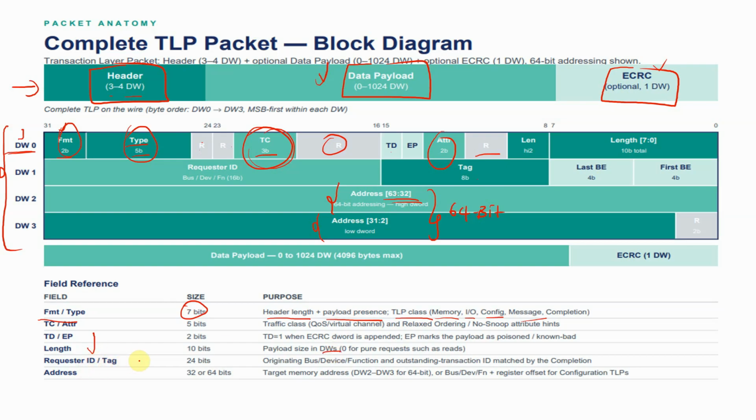And requester ID or the tag, where it is originating from BDF, which is nothing but bus device function, that is, what is the ID of the requester who is requesting the packet. And next is the actual address. It might be 32 bits or 64 bits. So this is nothing but my exact complete TLP packet which I'm going to have. Yes. So that's about the transaction layer, and we are still going to discuss the fields in detail when we are implementing it, and depending upon the requirement, we are going to discuss each and every particular field in great detail.